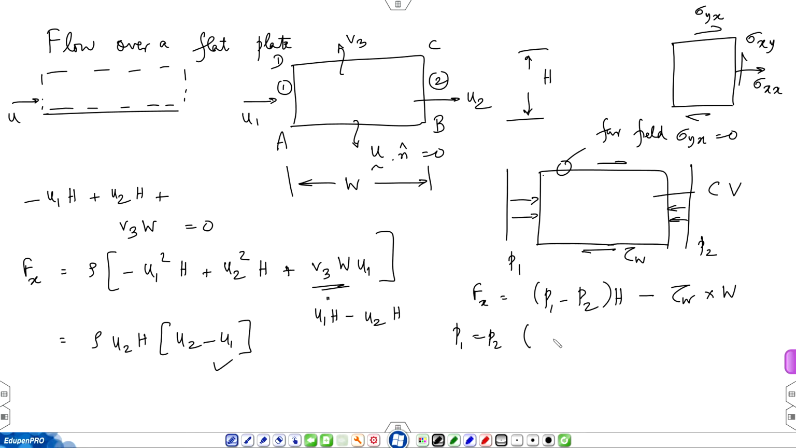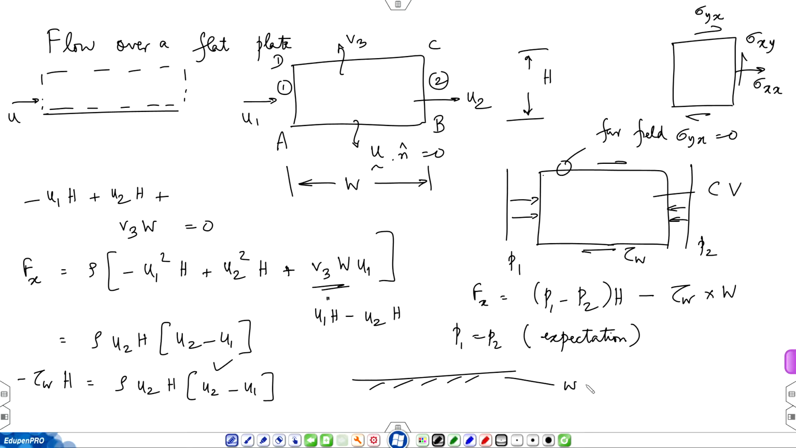so this is an expectation. Then this F x gives you minus tau wall times h is equal to rho u 2 h times (u 2 minus u 1). If you transfer the force acting on the control volume to the solid surface, the wall, the force acting on the wall will be equal and opposite. So, this will be the sign of the force.